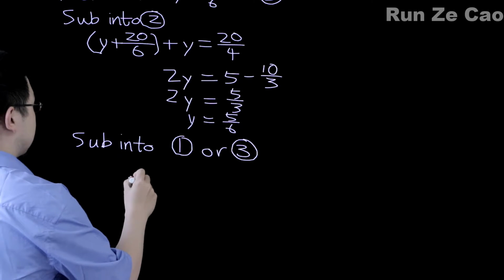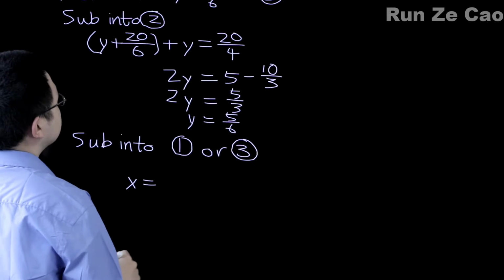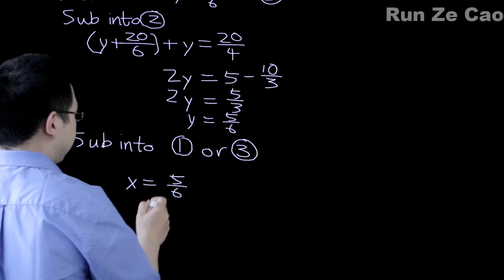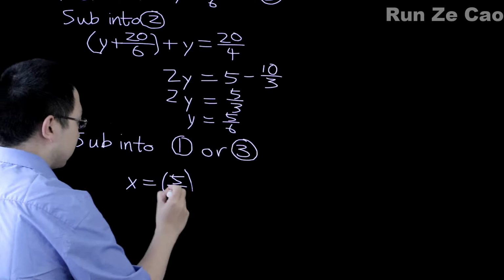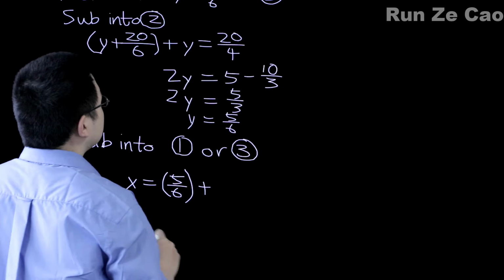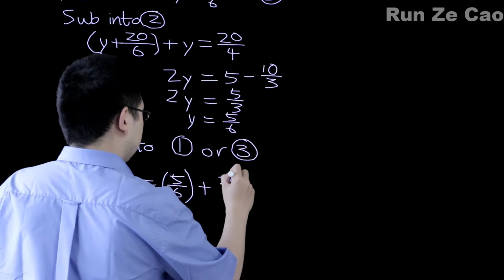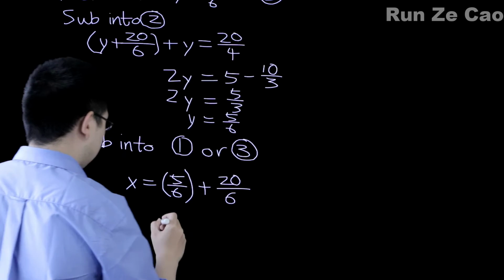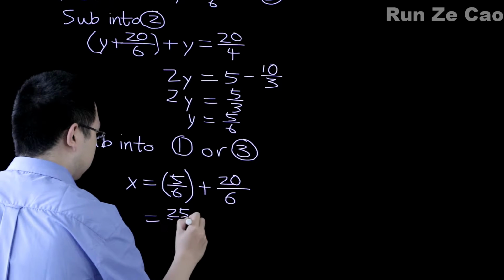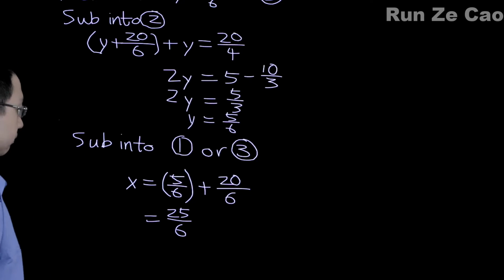So x equals y, which is 5 over 6. Some people like to put brackets around the numbers whenever they substitute in. Others only do so if they have to multiply, plus 20 over 6. So this is equal to 25 over 6.